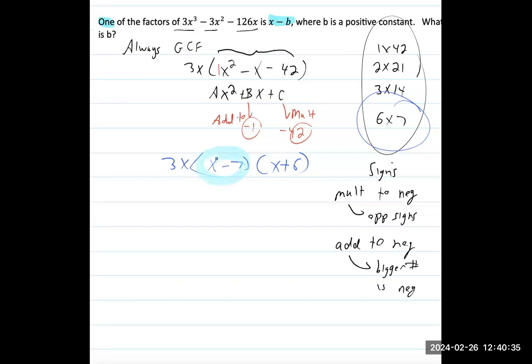And this is the only one that has x minus something. So what is the value of b? It's just the number 7.